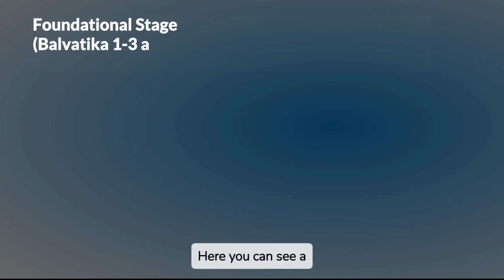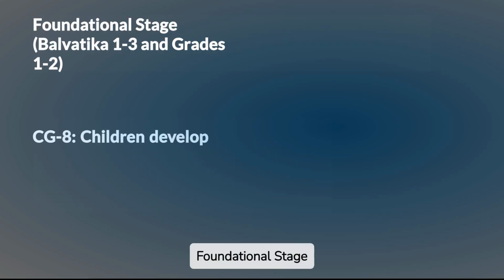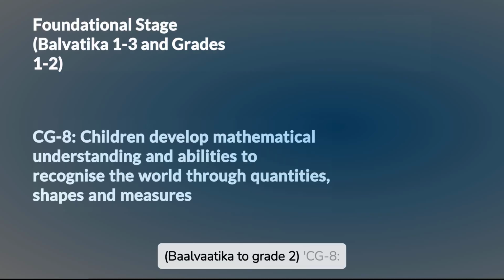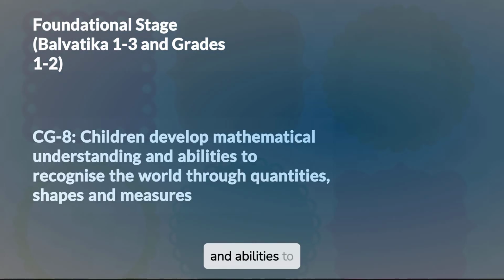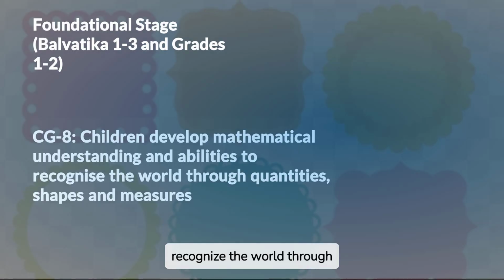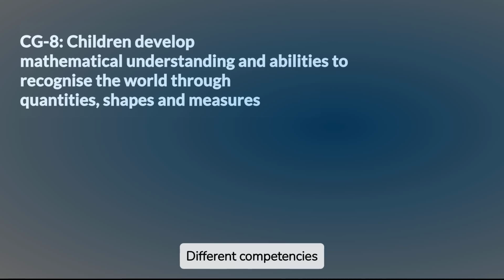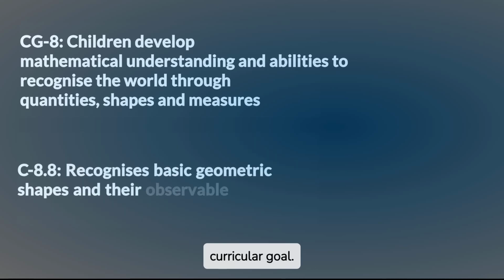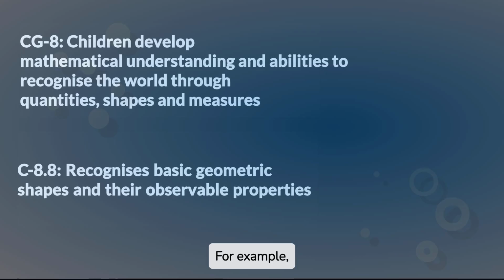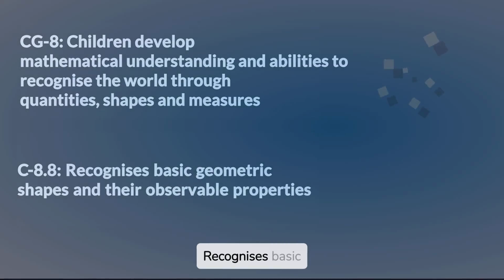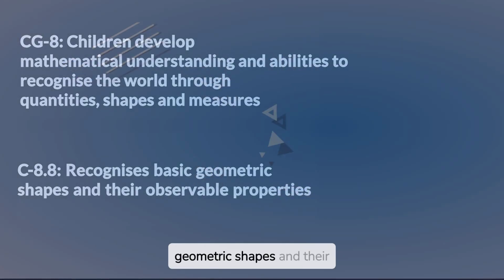Here you can see a curricular goal for the foundational stage, Balvatika to Grade 2, CG8. Children develop mathematical understanding and abilities to recognize the world through quantities, shapes, and measures. Different competencies are listed under this curricular goal. For example, C8.8 recognizes basic geometric shapes and their observable properties.